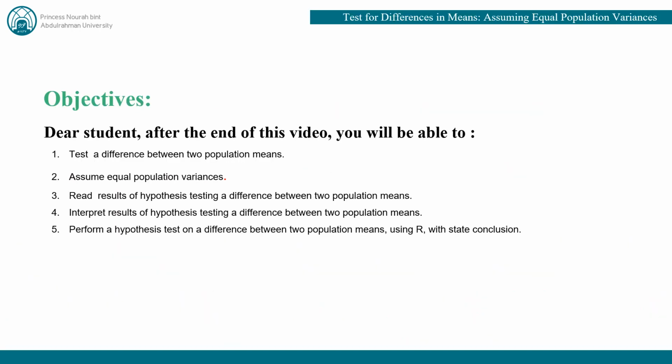Objectives. Dear student, after the end of this video, you will be able to test a difference between two population means, assume equal population variance, read the result of hypothesis testing on a difference between two population means, interpret the result of hypothesis testing on a difference between two population means, and perform a hypothesis test on a difference between two population means using R, stating a conclusion.